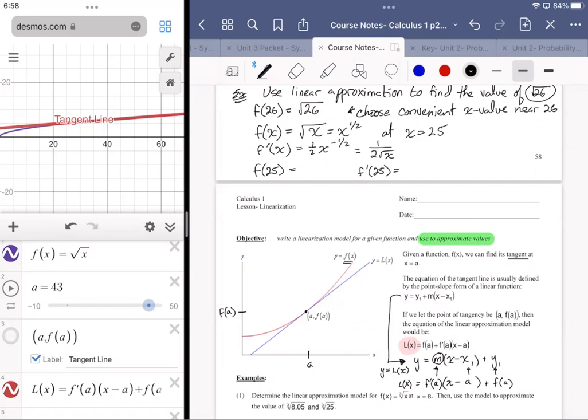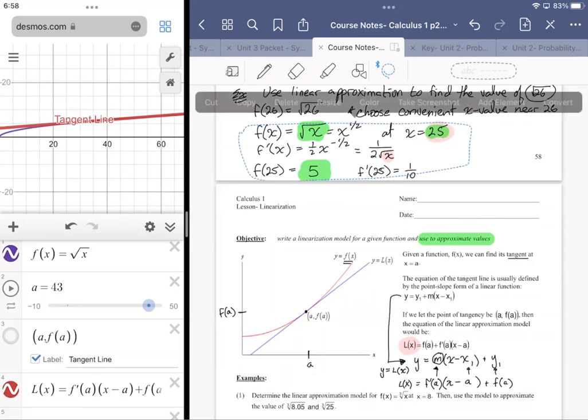So the f of 25 is what you would get if you take that 25 and plug it into the original, quote unquote, original function, and that'll give you a result of 5. Then f prime of 25 is what you would get if you took that 25 and plugged it into my derivative function. Still involving the square root of 25, which is 5, but this simplifies down to 1/10. So my L of x is going to involve all these ingredients.